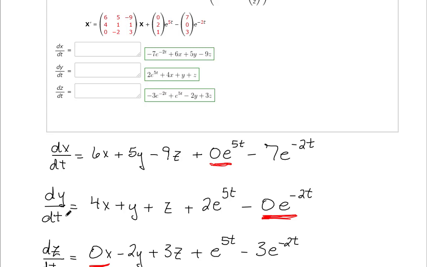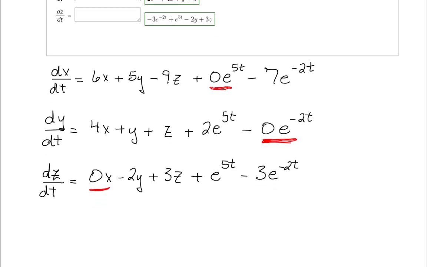And so I do that for each of the rows here all the way across, putting it back in the system of differential equations. Now I wrote it with the zeros just so that you could see it, but we don't really need to put them there. And so that would be what our system would look like back in our normal format.